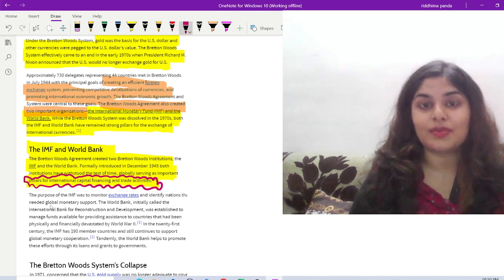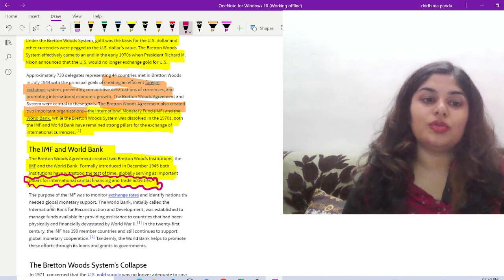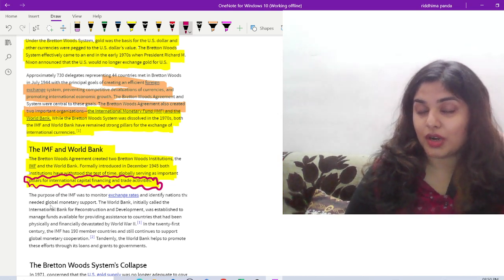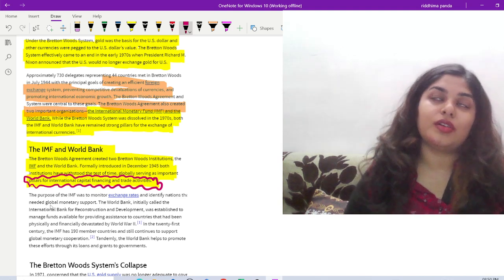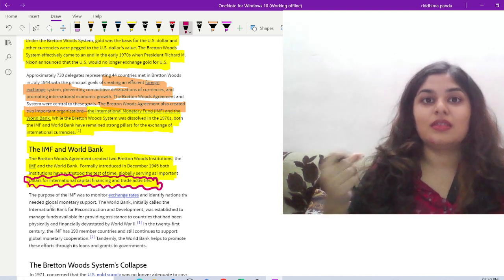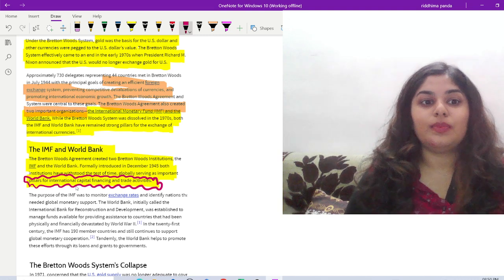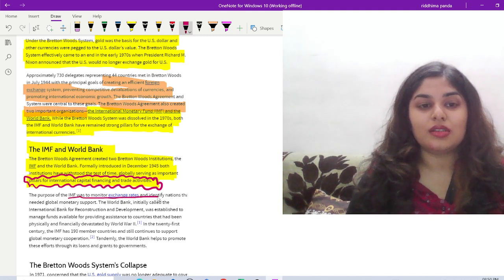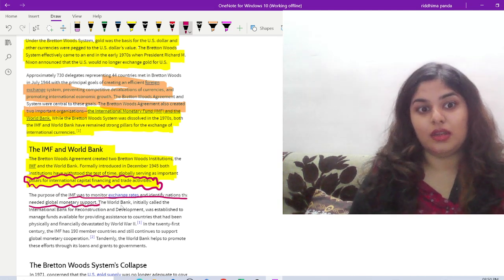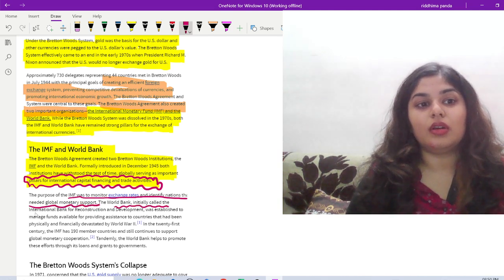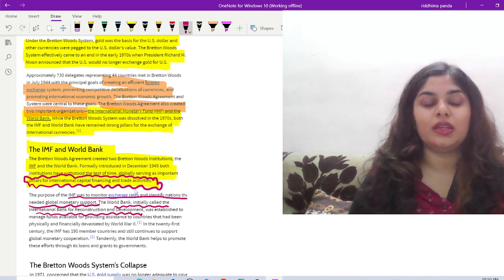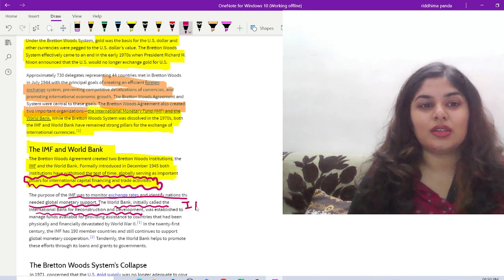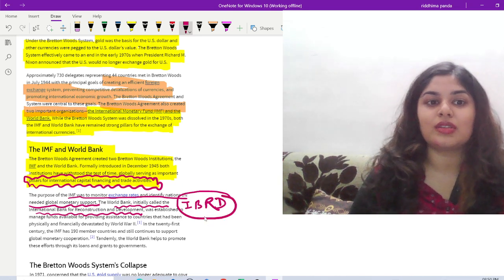Even after the collapse of Bretton Woods, these two continue to work towards their goals and are standing strongly. The purpose of the IMF was to monitor exchange rates and identify nations that needed global monetary support. And the World Bank was initially called the International Bank for Reconstruction and Development, that is IBRD. Later on it was named the World Bank.